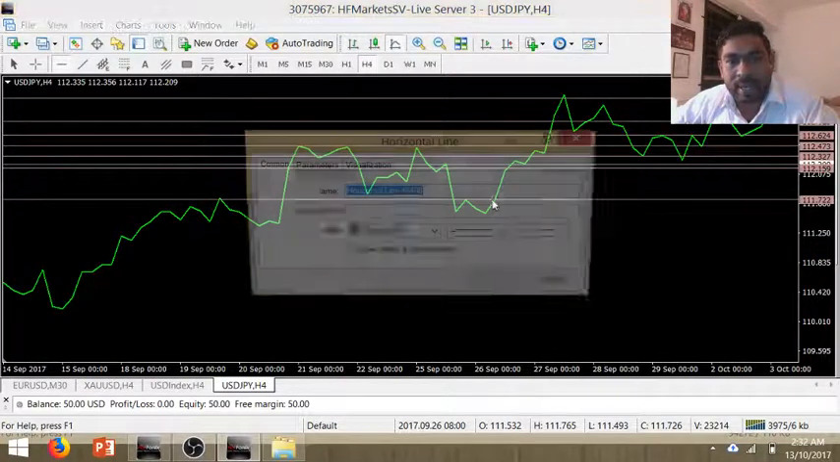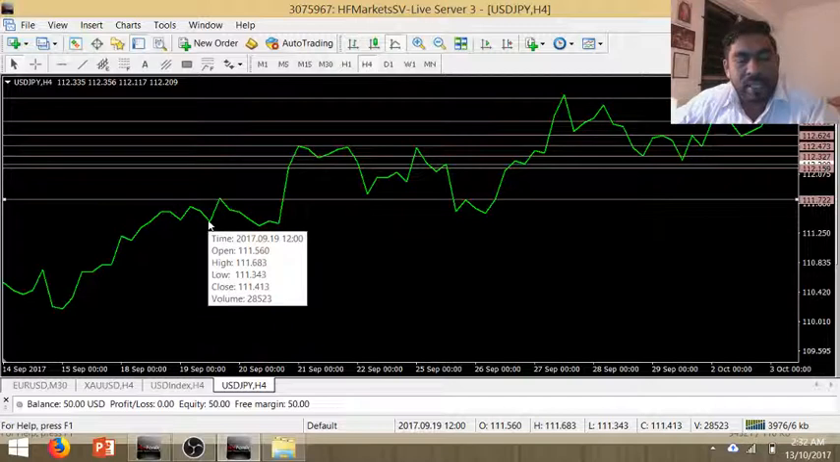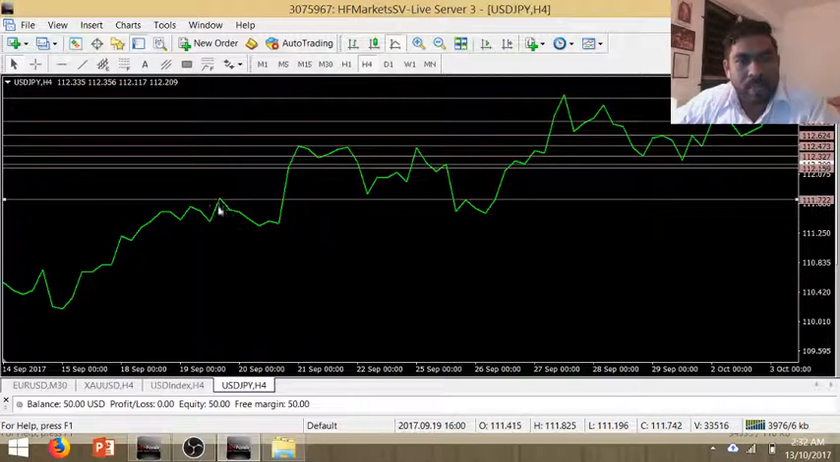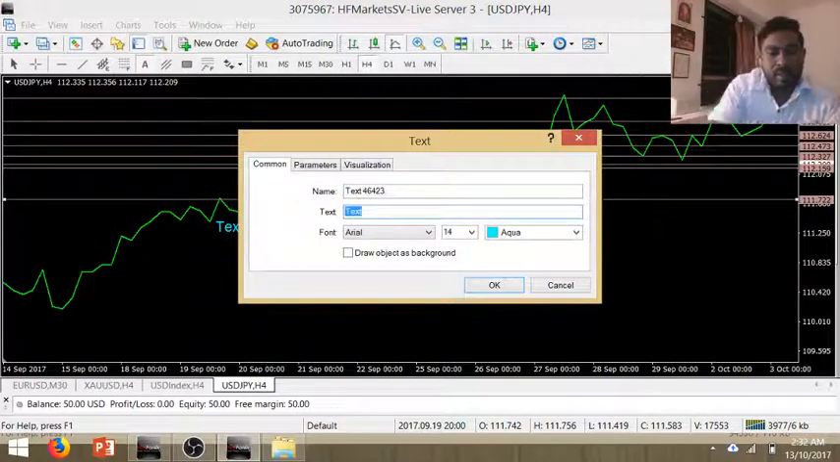So there's one line here. This is what happens, guys. When the chart from the bottom tries to break the top, this level is called the resistance. So we call this the resistance.